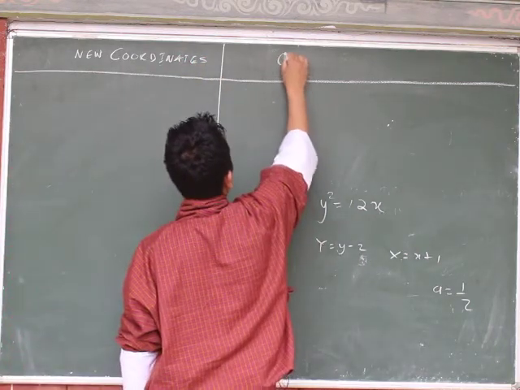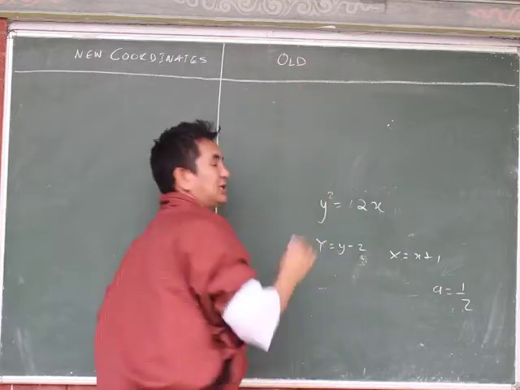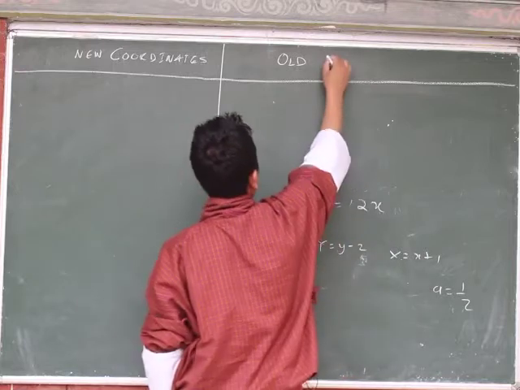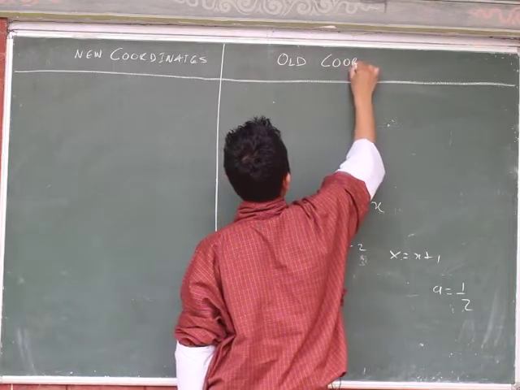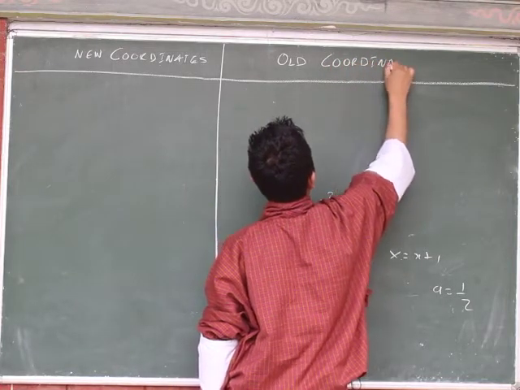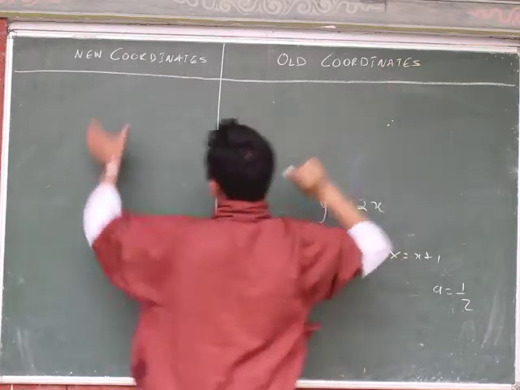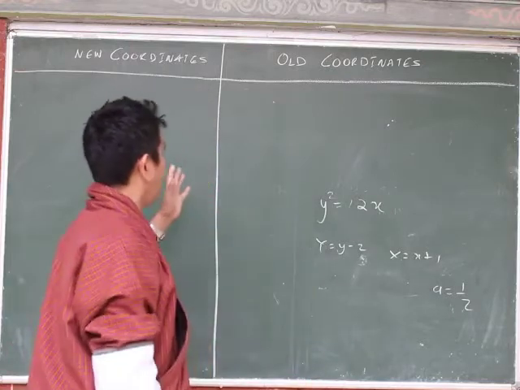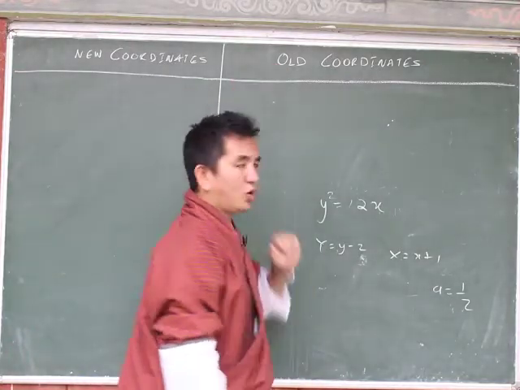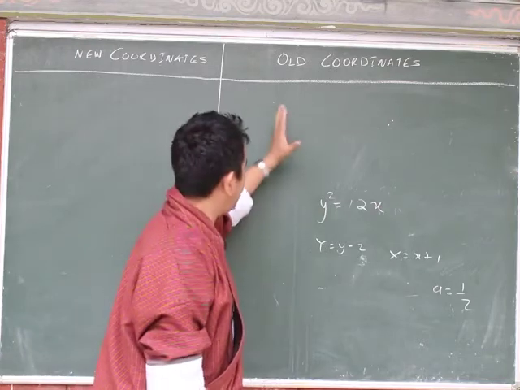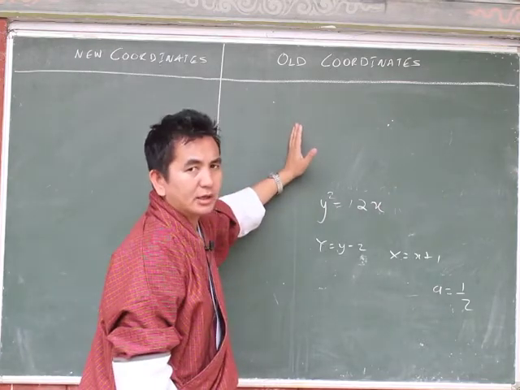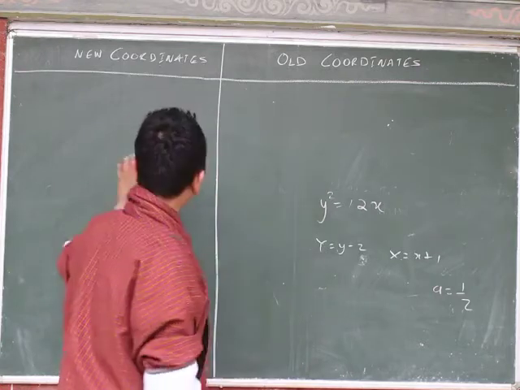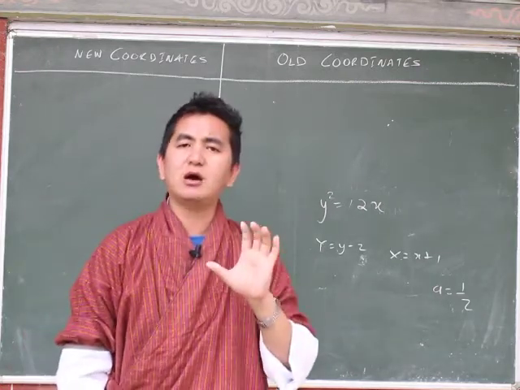Then our main aim is to calculate the vertex, focus, equation of directrix of this old parabola, the old coordinates. Here I am using the new coordinates just as a reference. That's all. Our main aim is to calculate all the old coordinates. Whatever the calculation you have to do is on the old coordinates. When the marking is done, they will see only the old. The new I'm just going to use as a reference.